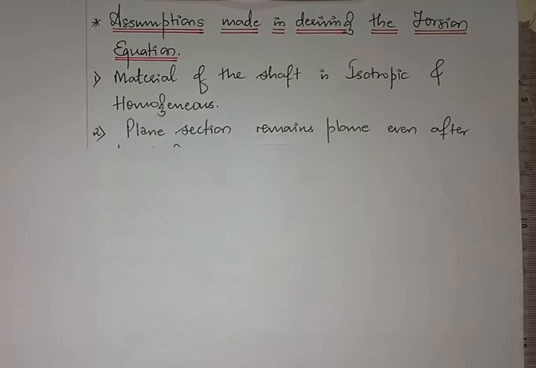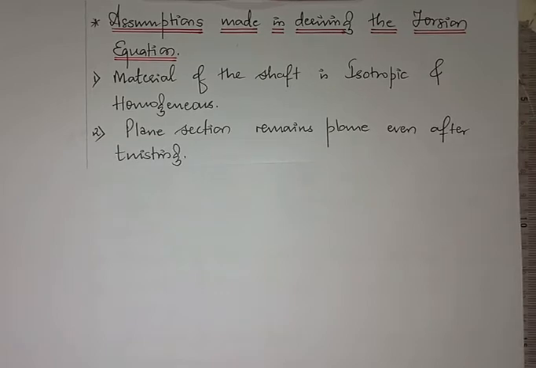Next is plane section remains plane even after twisting. So what does it mean? In the previous class I discussed that there was a shaft divided into a number of elements which are circular discs. Even after applying the torque at the free end, the circular discs will remain as they are. The cross section which was circular will remain circular, and will not distort even after twisting or application of torque.